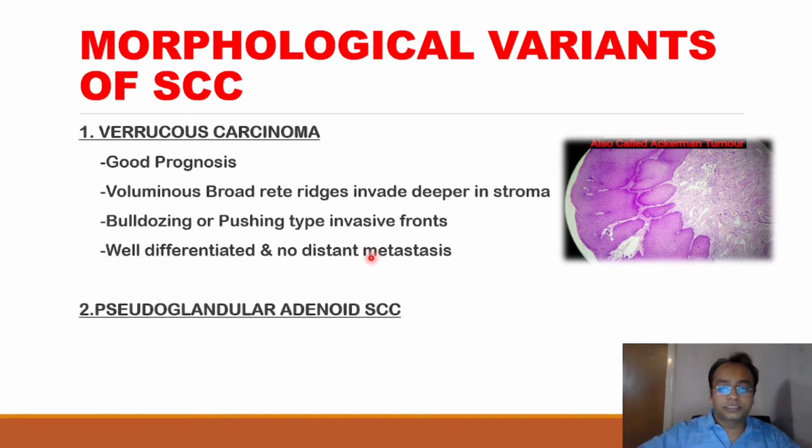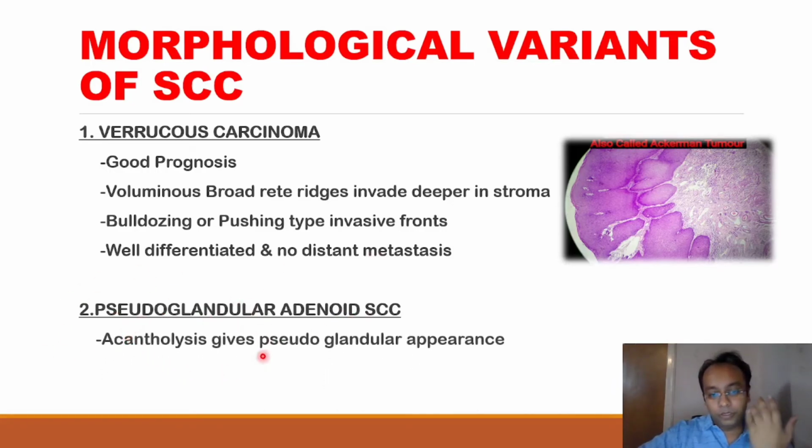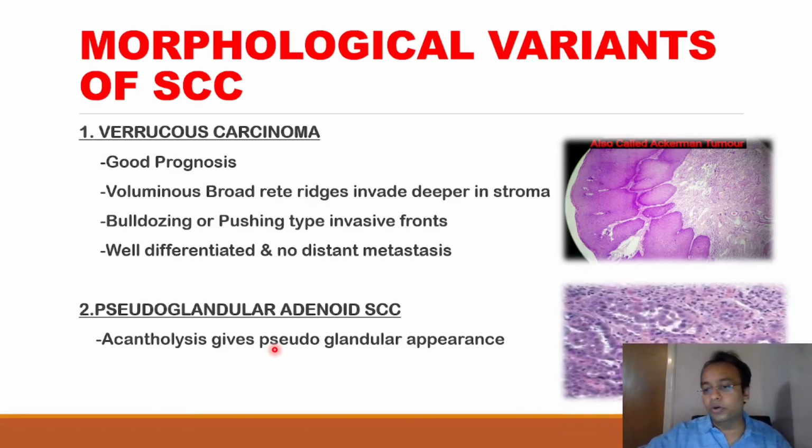Alright. Second variant is pseudoglandular adenoid SCC. It means the true gland formation is not present. Because of acantholysis, it mimics the appearance of gland formation. That's why it is pseudoglandular adenoid SCC. See, this is the pseudoglandular adenoid SCC. These are the glands, but it's a mimic. It is not a true gland, right?